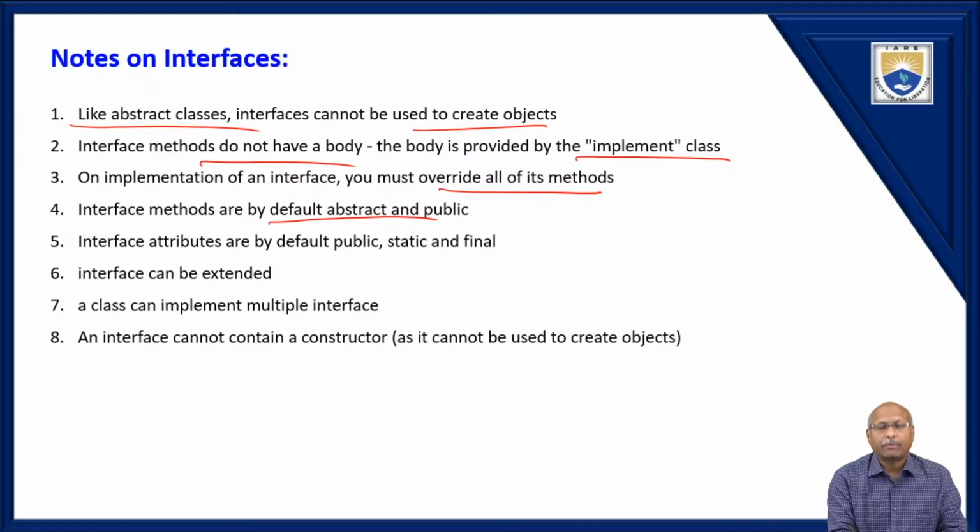By default, they are abstract and public. All the methods are public accessibility. And interface attributes are by default static and final. Attributes are by default final as well as static.